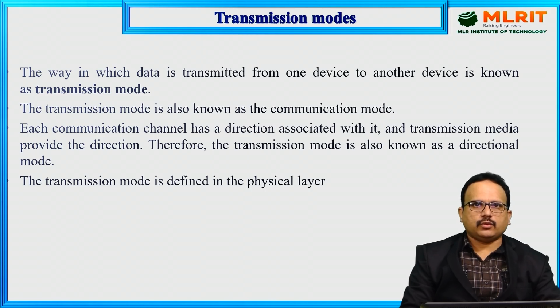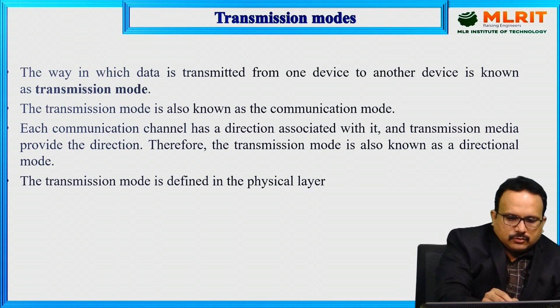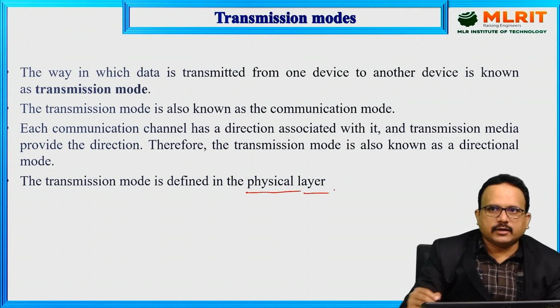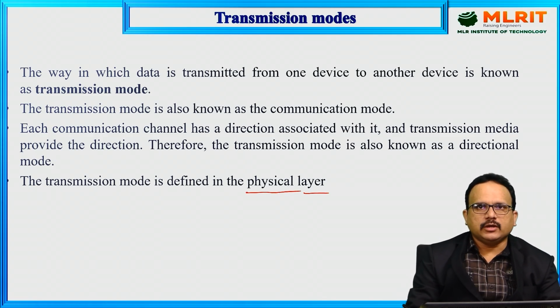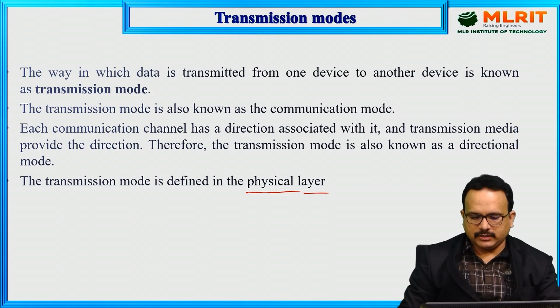The transmission mode is defined in the physical layer. What is this physical layer? Already we had a discussion regarding this physical layer. This is the 0th layer or the first layer of the OSI model. Usually in this physical layer, the data will be transmitted in the form of bits, zeros and ones. Whatever mode you use for transmission of data from one device to another, the data will be transmitted in the form of zeros and ones, and that is defined in this physical layer.